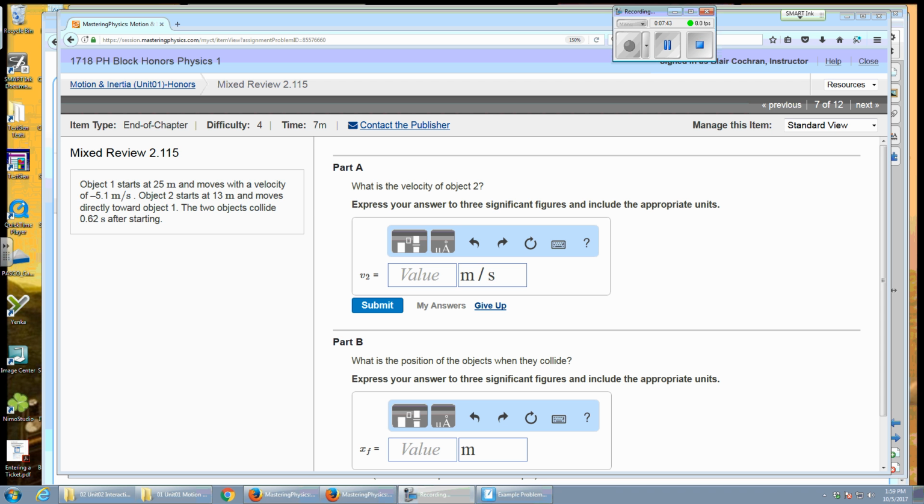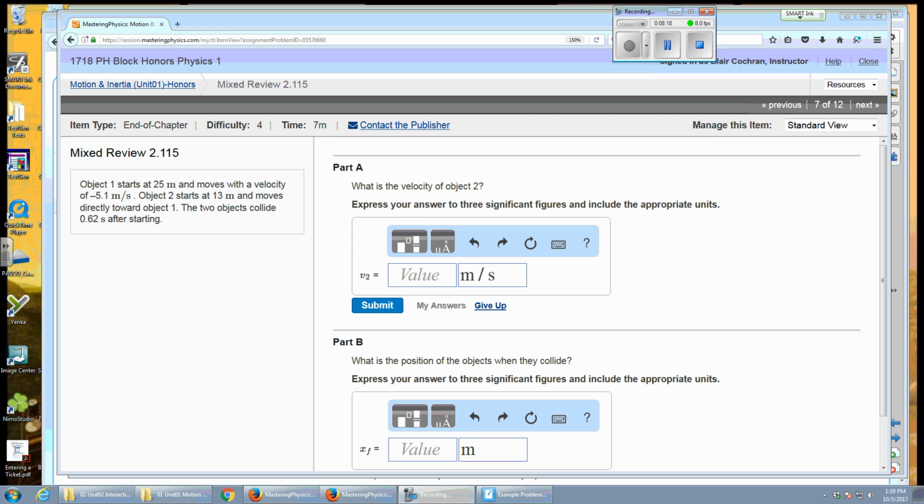Alright. So we got object 1 starts at 25 meters and moves with a velocity of negative 5.1 meters per second. Object 2 starts at 13 and moves directly towards object 1. So if it's moving towards object 1, it must have a positive velocity, right? And the two objects collide 0.62 seconds after starting. They want to know the velocity of object 2 and the position when they collide.